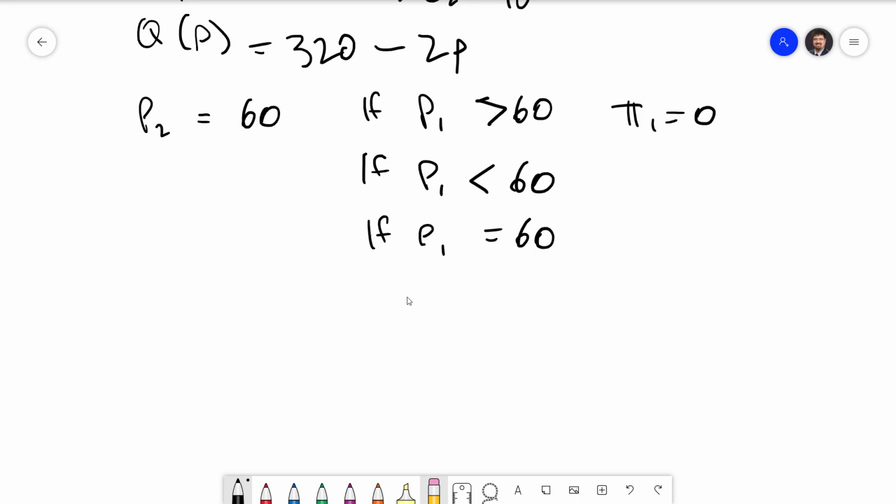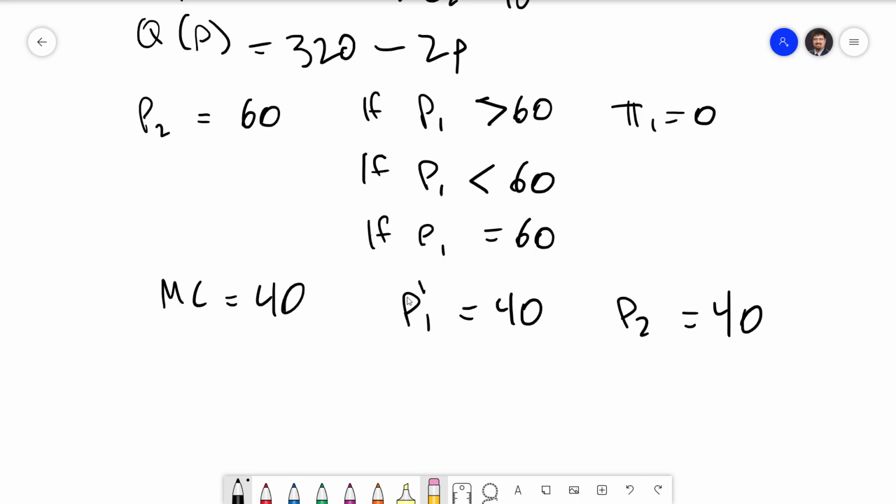This means that the only place we could have a Nash equilibrium is for both firms to be unable to profit by undercutting each other. And that happens when both firms are pricing at marginal cost. And remember, our marginal cost for both firms is 40. And so if P1 is 40 and P2 is 40, I'll use a superscript Bert to denote the Bertrand equilibrium.